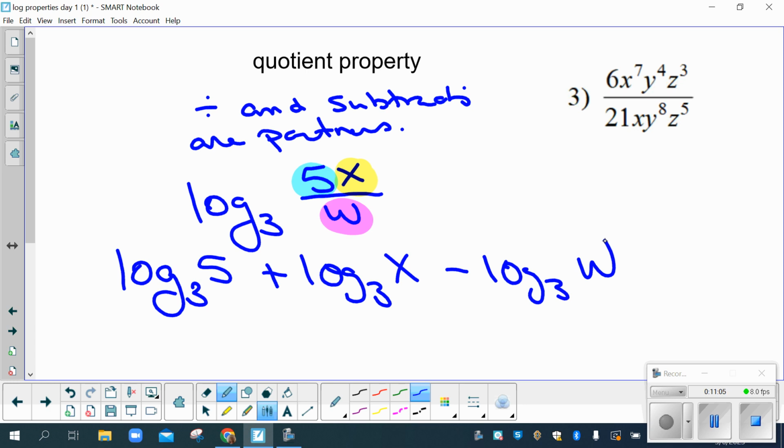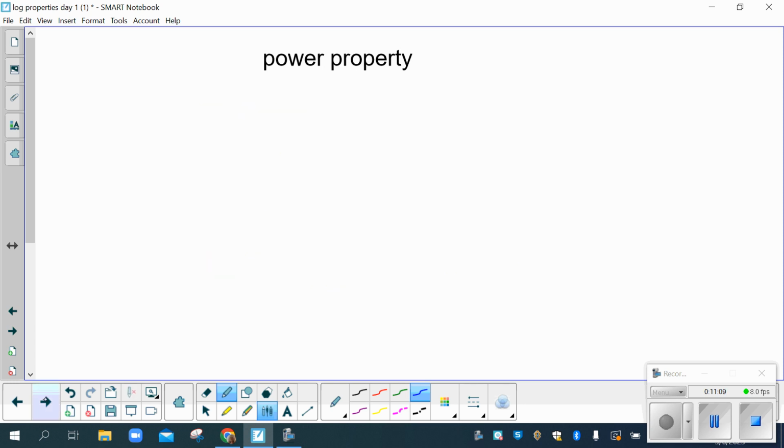Okay, so let me, look, I actually wrote out your lesson today because I want to make sure I got everything. Oh yeah, and now we're on to my favorite property, my very, very favorite property. The power property. That is if you have something to a power like this, right? If you have something to a power. So here's what it's going to look like. Log 4 of x to the third. And this is my favorite one.